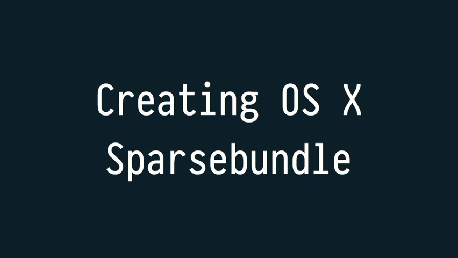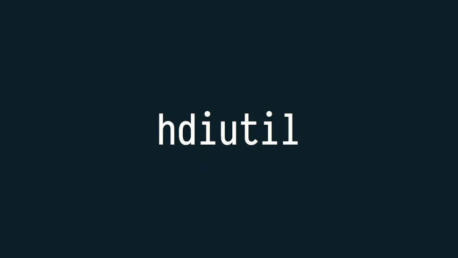In this screencast, we'll take a look at three things. First, we'll see how to create a sparse bundle. Next, we'll repartition this sparse bundle using Disk Utility app. Finally, we will move the sparse bundle onto a CIFS share. We will use HDIUtil command to create our sparse bundle disk image.